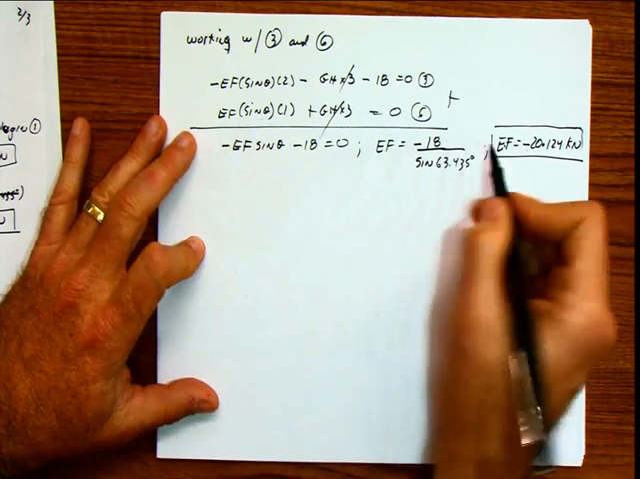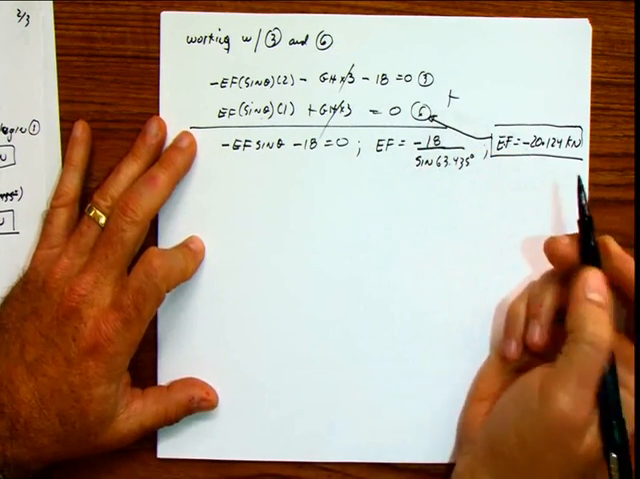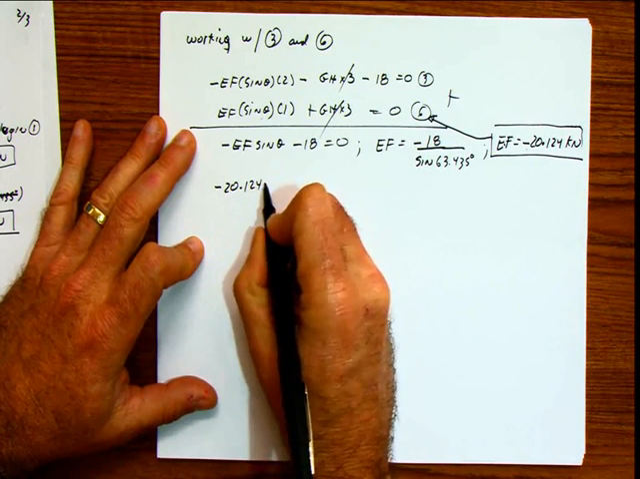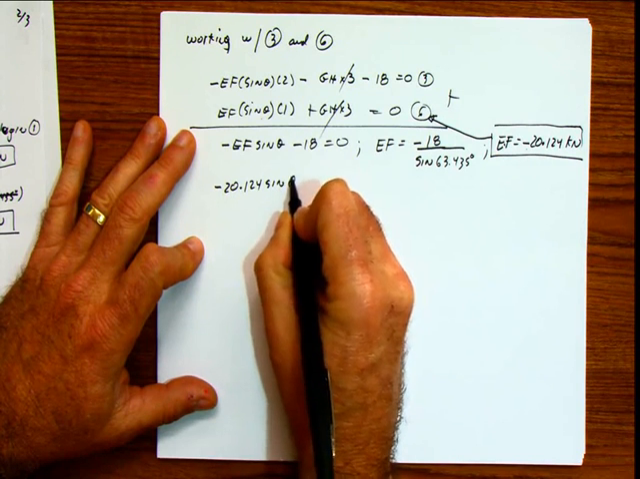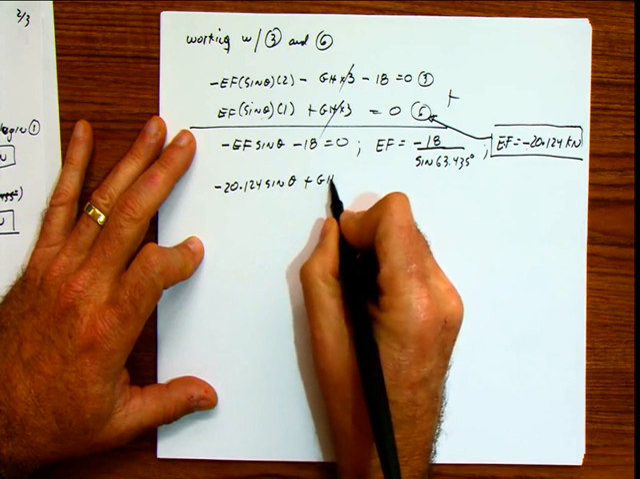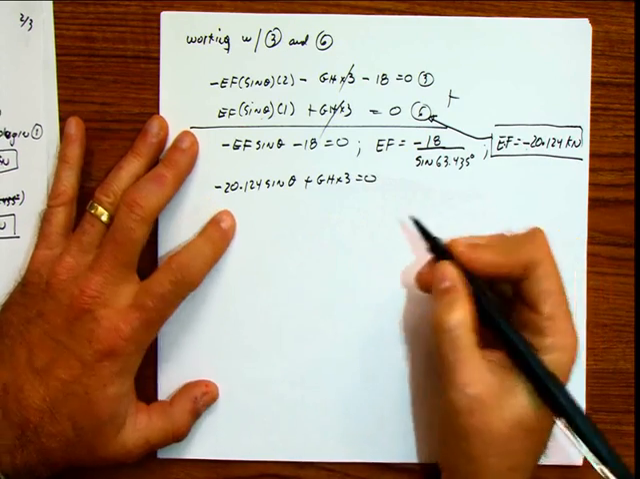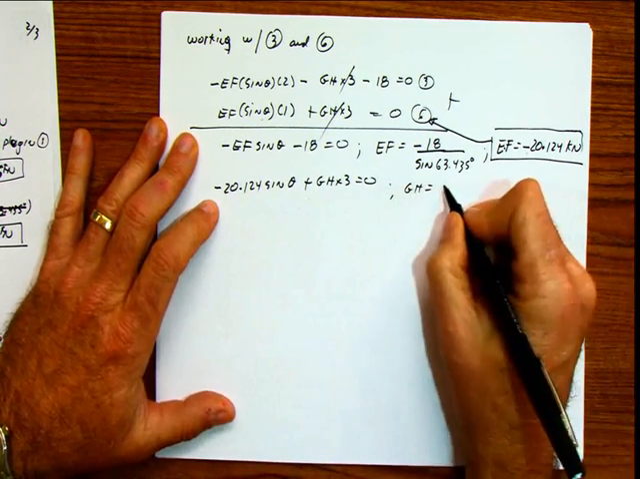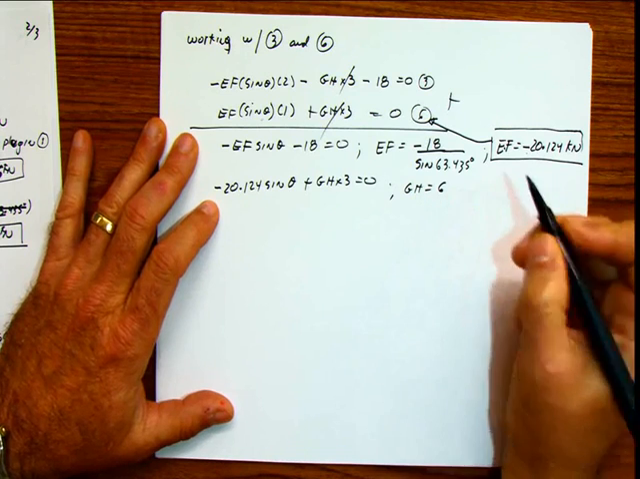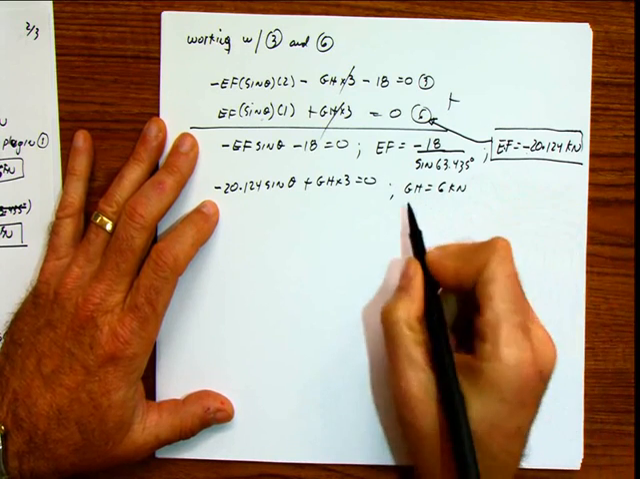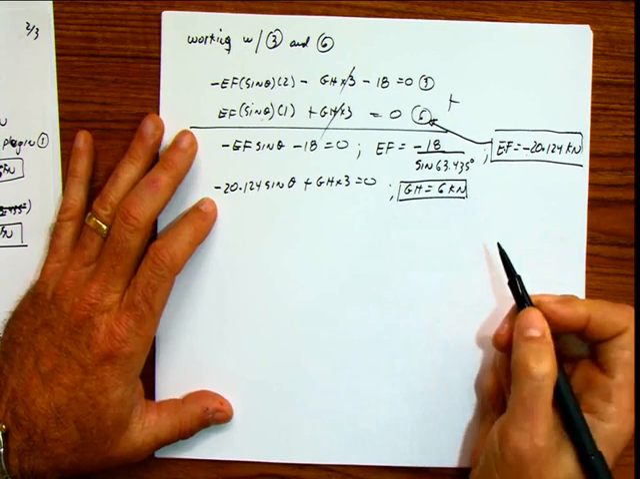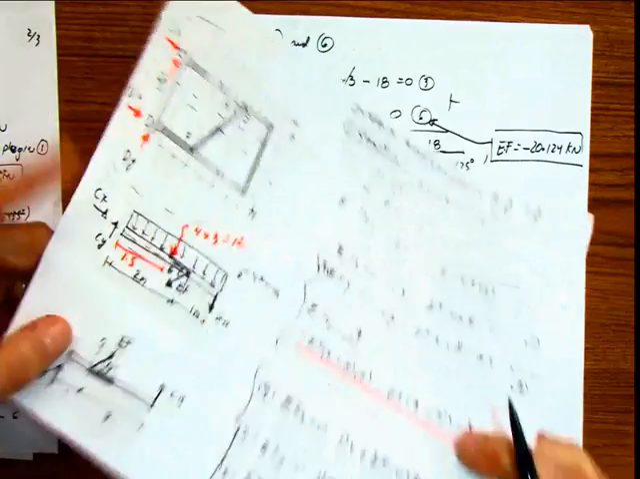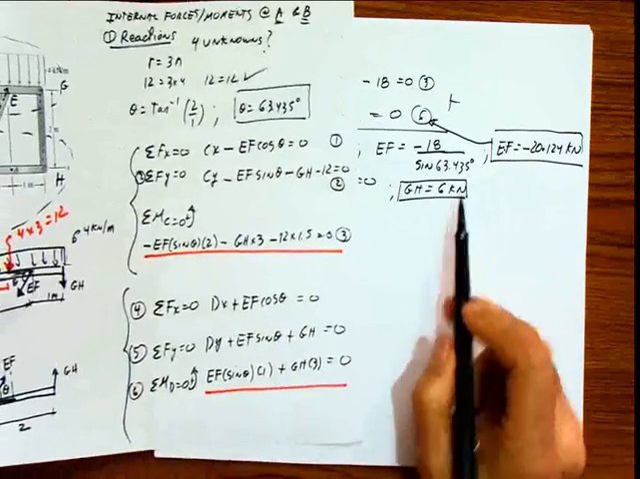I'm going to plug this in 6 now. So it's going to be negative 20.124 multiplied by sine of the angle plus GH times 3 equals 0. So GH is going to be equal, I pass this to the other side, 18 divided by 3, 6 kilonewton. Now, what do we do? Look at your equations. I know EF, I know GH.